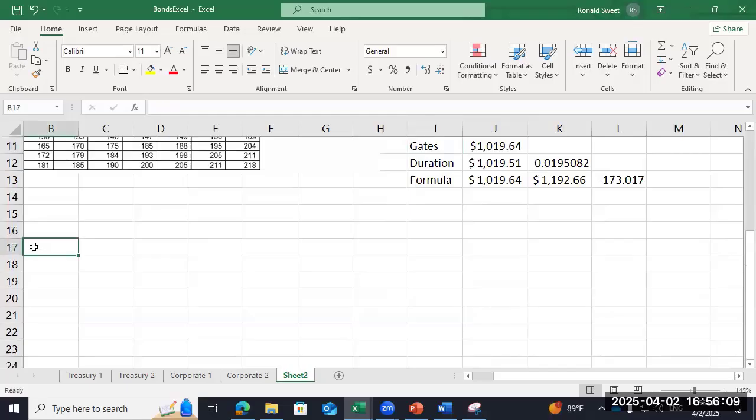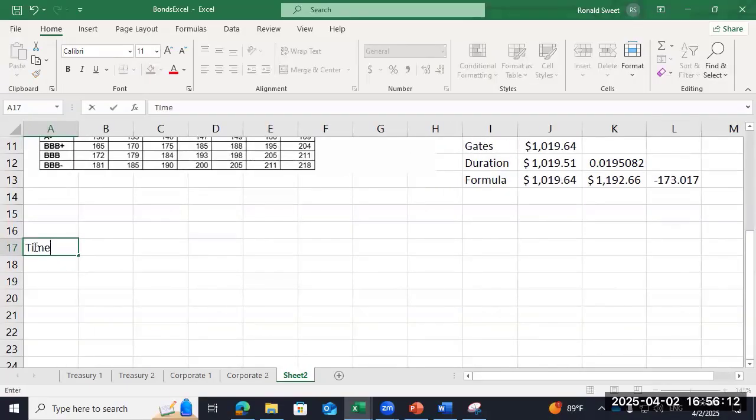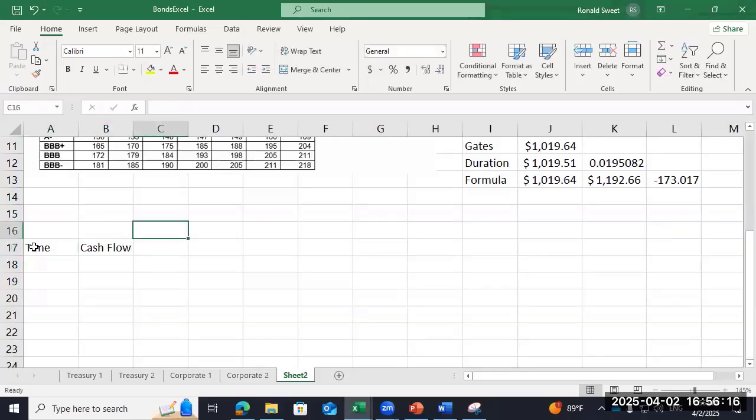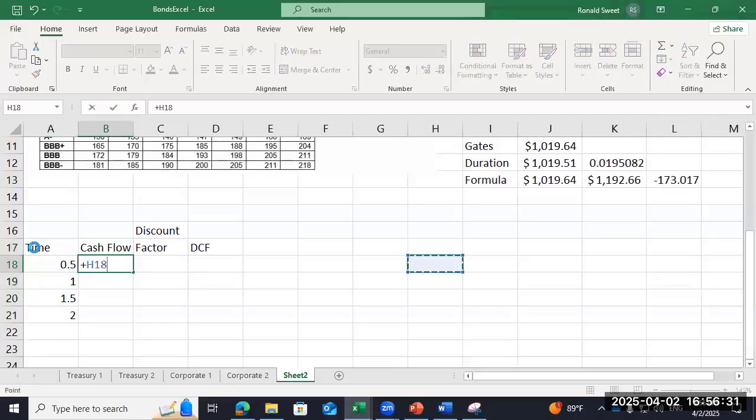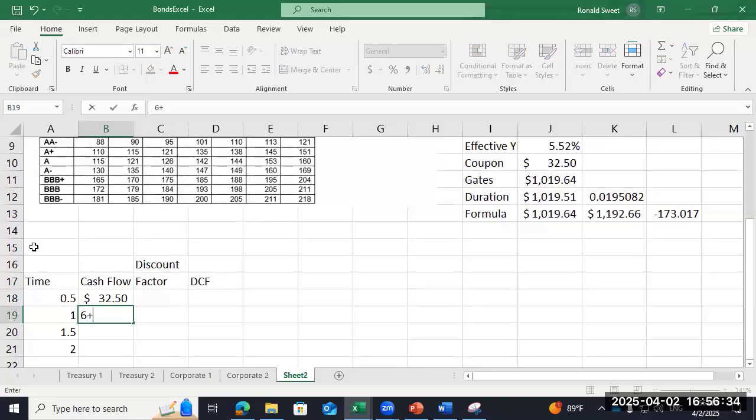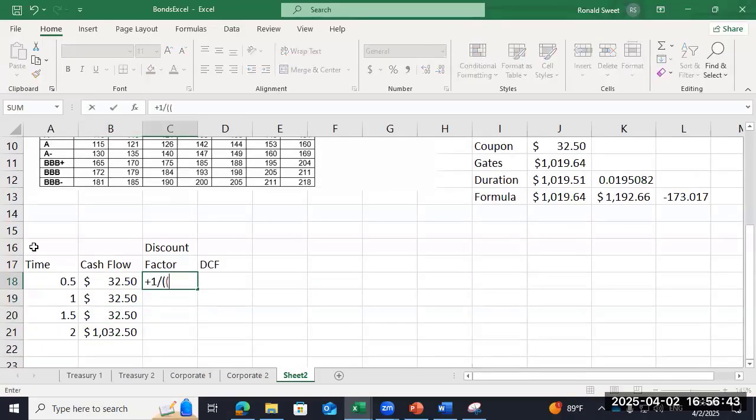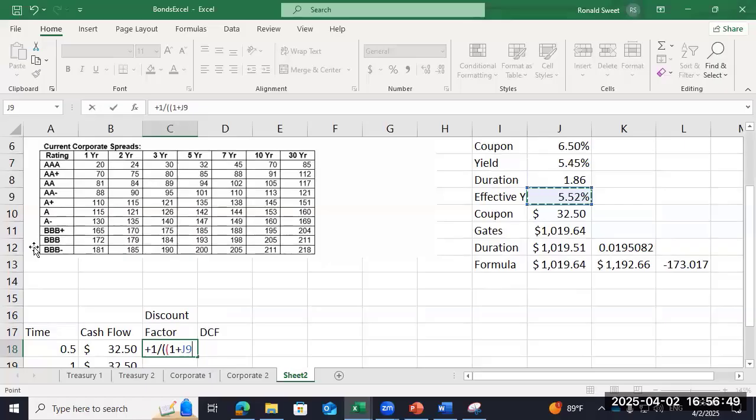So for the table, we've got time, cash flow, discount factor, discounted cash flow. So not much time here. Cash flows are 3250, except you get $1,000 back at the end. And then your discount rate, 1 divided by 1 plus. Here, use the effective rate. The only place we use the effective yield. Raise to the time.